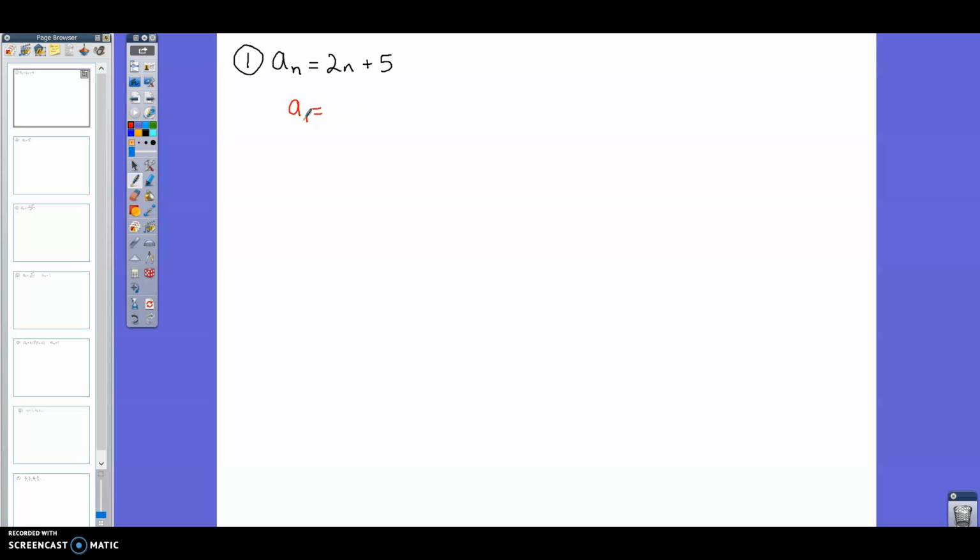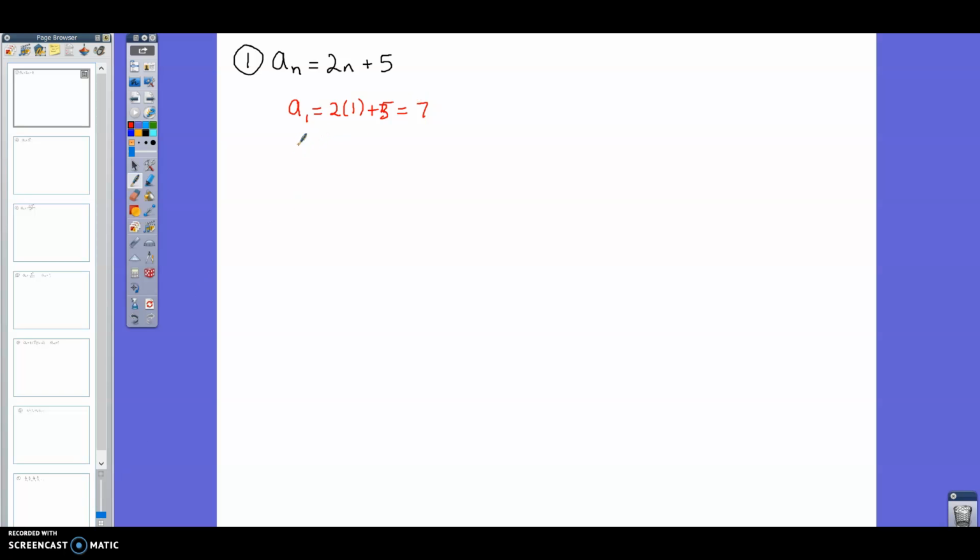So to find our first term, a of n, or in this case, a of 1, is basically saying the first term. Since I plugged in a 1 for n, we're going to plug in a 1 here. So we have 2 times 1 plus 5. 2 times 1 is 2, plus 5 is 7.